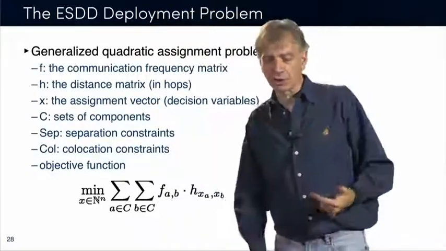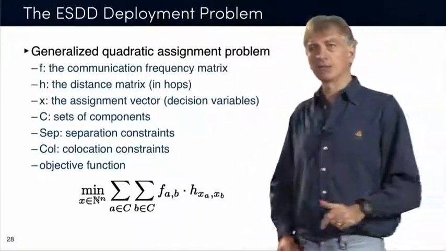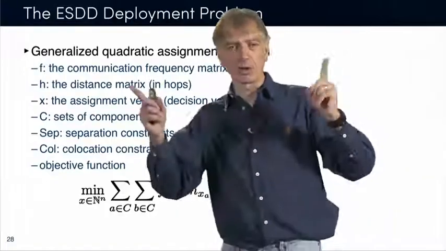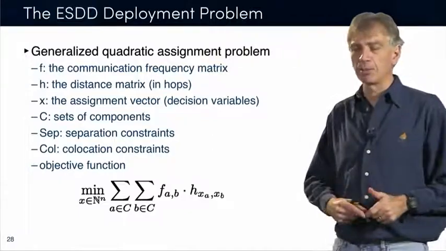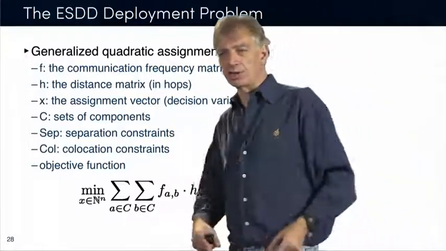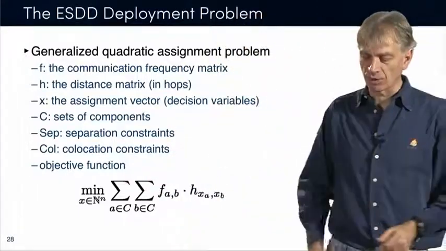And then you have two types of constraints: the collocation constraints and the separation constraints. The separation constraints tell you that two components cannot be on the same machine. If they are, the protocol wouldn't be reliable. And the collocation constraint says the opposite: these two things have to be on the same machine.